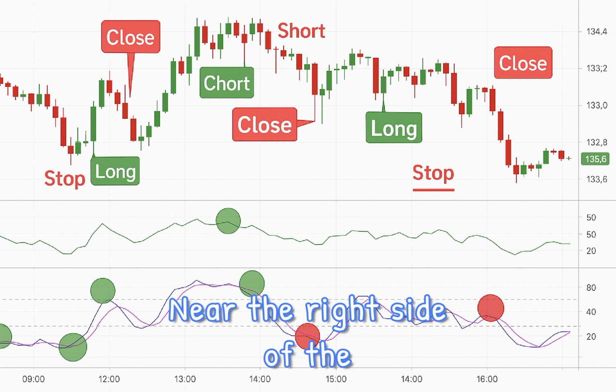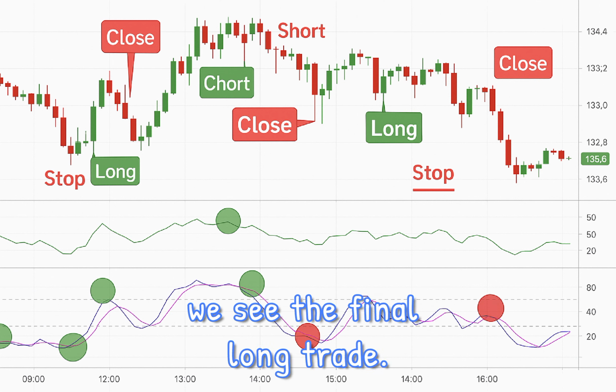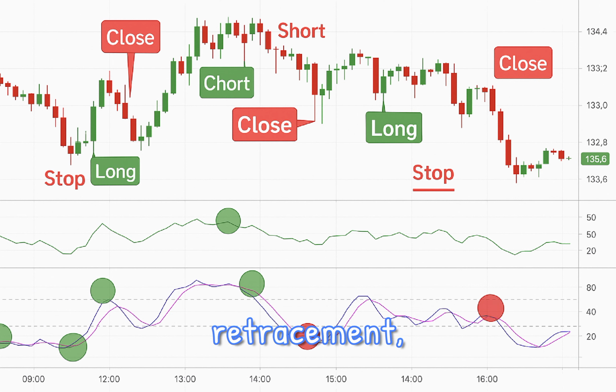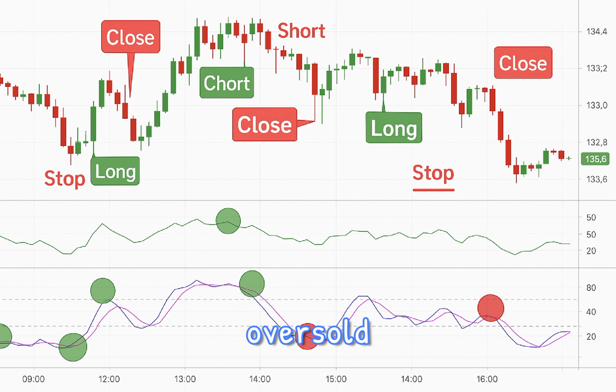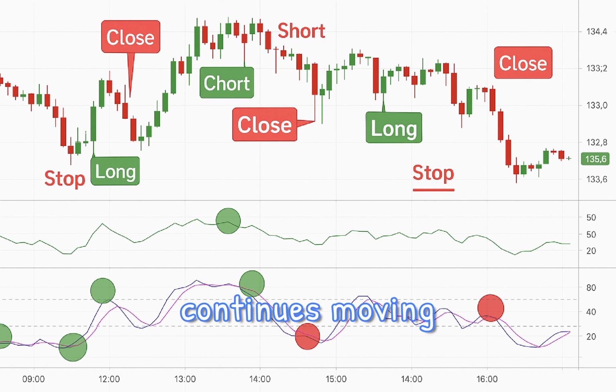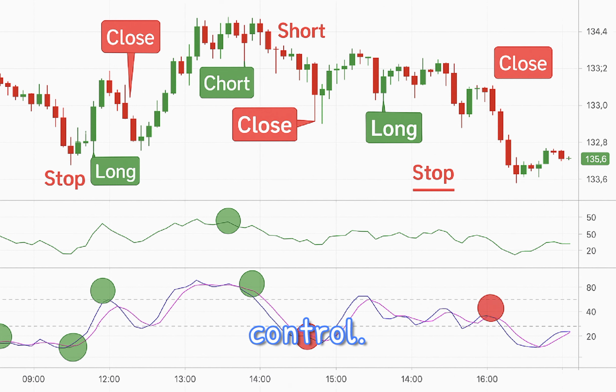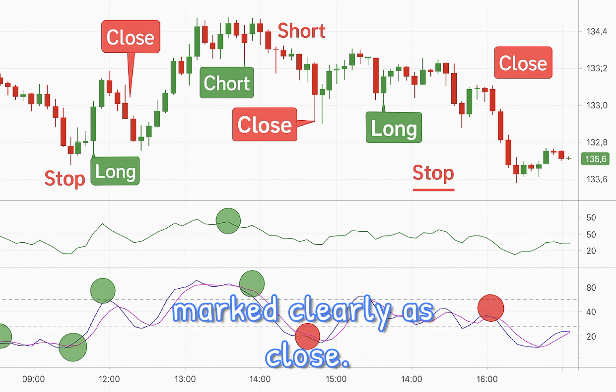Near the right side of the chart, we see the final long trade. Price makes a slight retracement, and then bullish momentum returns. Once again, the stochastic crosses up from the oversold zone, and RSI continues moving upward. These indicators confirm that buyers are back in control. The trade is entered, a stop loss is placed safely below the recent low, and price climbs up. Eventually, the trade is closed for a clean profit when momentum starts to fade, marked clearly as close.